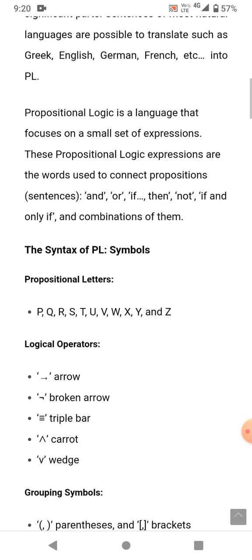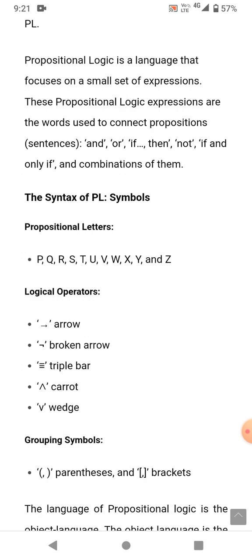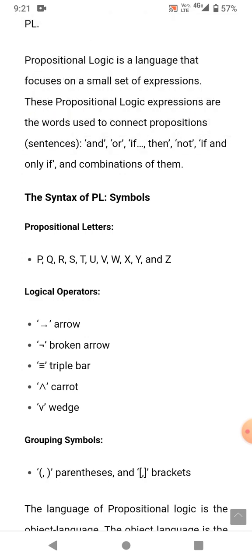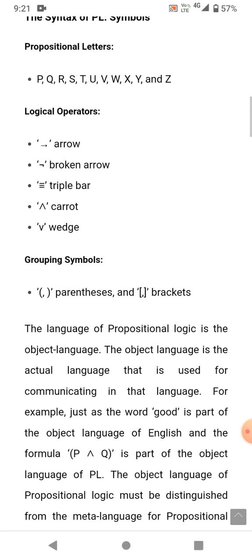The syntax of propositional logic is where the symbols are represented as P, Q, R, S, U, V, X, Y, Z, etc. Here are some logical operators used for propositional logic: arrow, which represents implication; broken arrow, which represents negation; triple bar, which represents equivalence; caret, which represents conjunction; and wedge, which represents disjunction. Here are some grouping symbols, that is parentheses and brackets.